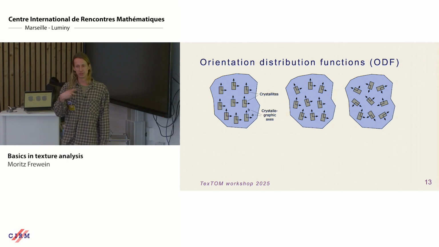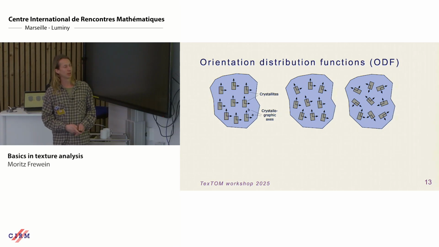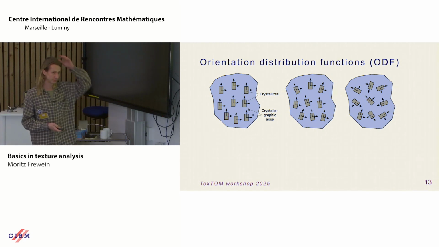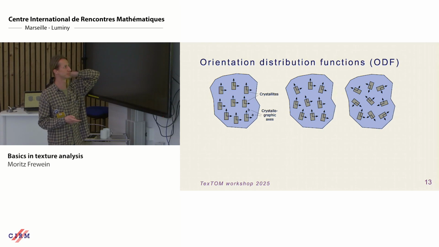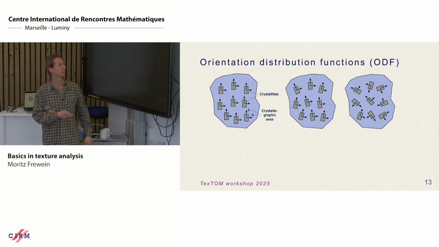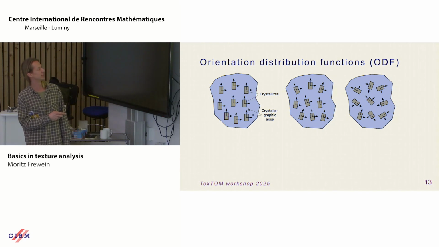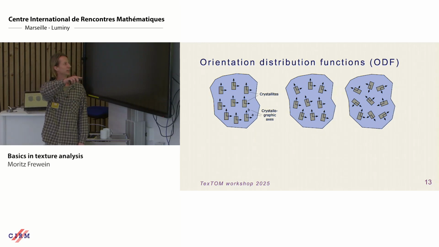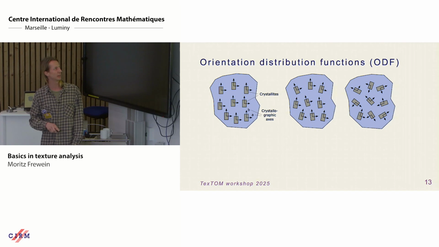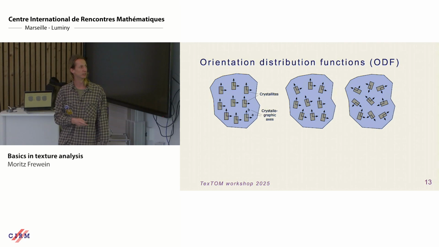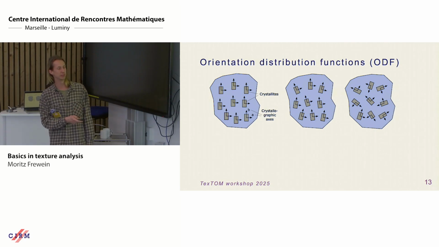So to describe texture numerically and quantitatively, we need to define a statistical function, which is usually called the orientation distribution function. And here I demonstrate this by showing these three scenarios. So we have a polycrystalline material, and in the first case, all the axes of the crystallites point in the same direction. In the second case, we have this preferred orientation, but we have a distribution around it. In the third scenario, it's just completely disoriented or randomly oriented.